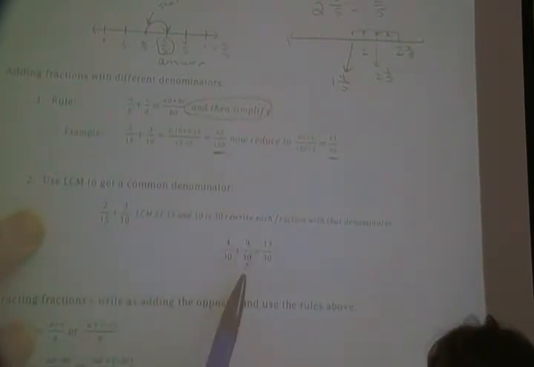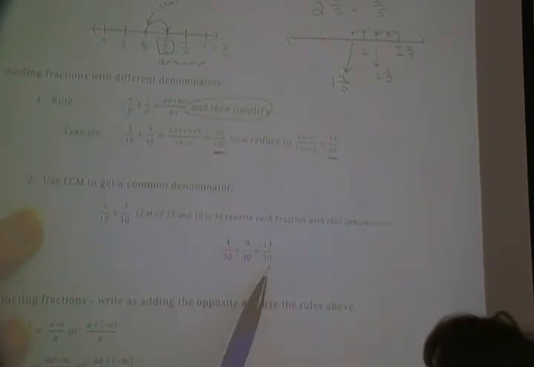Now they have the same denominator, so you add the numerators and keep it over that denominator. So if you use least common multiple, you won't have to simplify. If you use the other rule, you might.